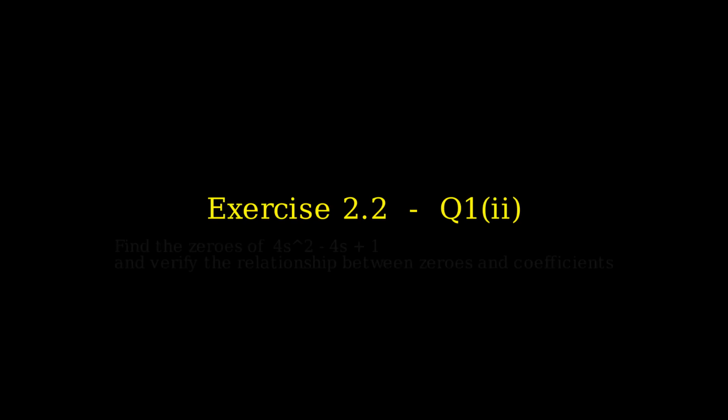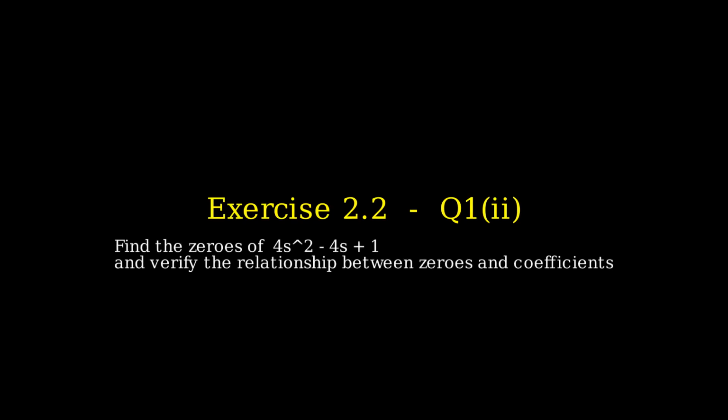Exercise 2.2, Question 1, Part 2. Find the zeros of 4s squared minus 4s plus 1 and verify the relationship between the zeros and the coefficients. Step 1. Identify the coefficients. p of s equals 4s squared minus 4s plus 1. Here a equals 4, b equals negative 4, and c equals 1.